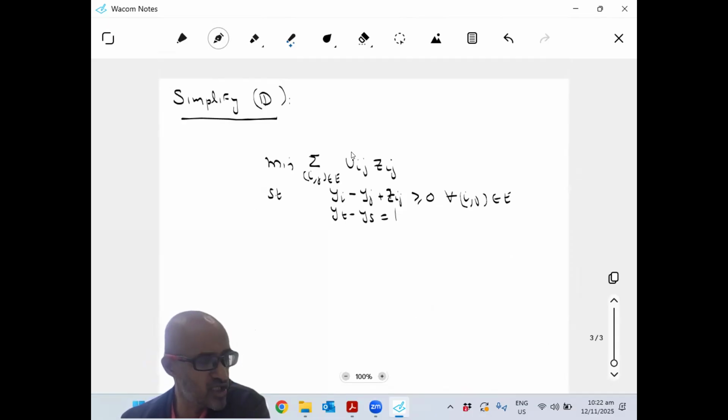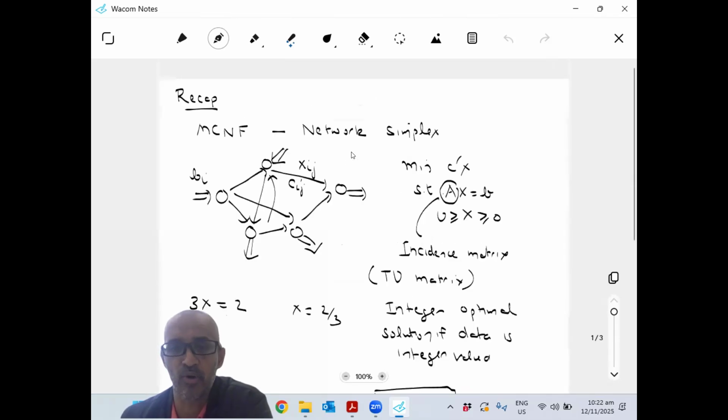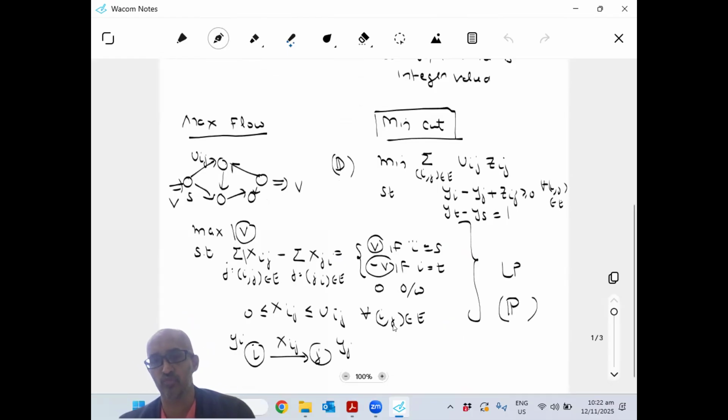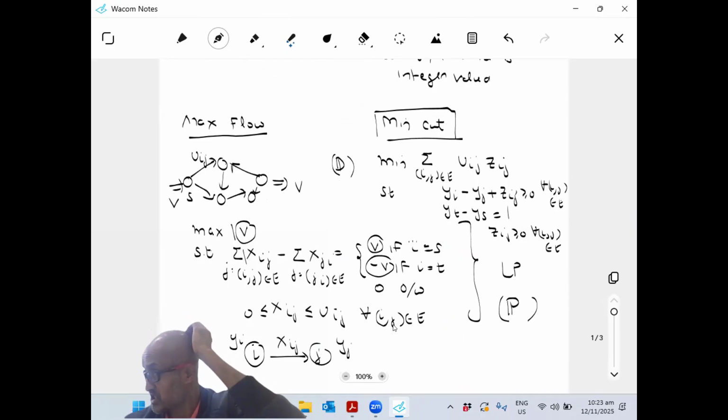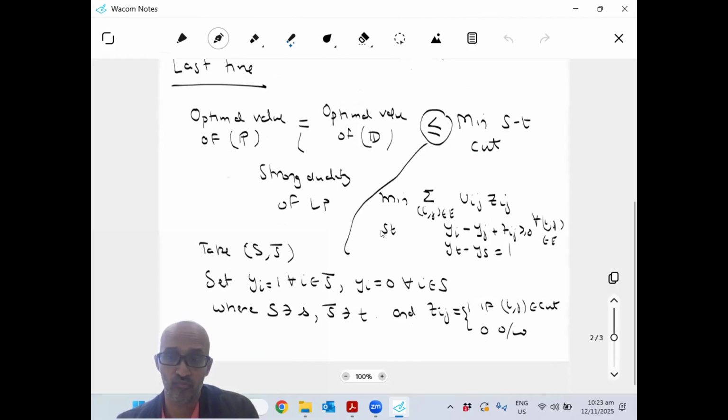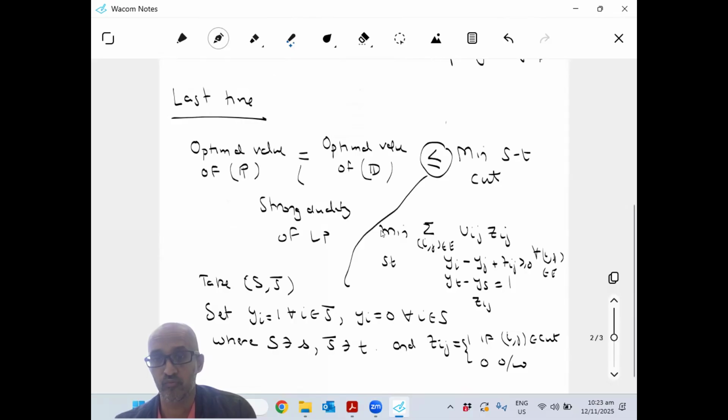Sorry, I also had Zij to be non-negative. I also missed that constraint. Remember, Zij has to be non-negative in this formulation because Xij is less than or equal to, sorry, I didn't write my dual carefully. Xij is below Uij, so the Zij variables will have a sign restriction. So this is a precise dual.